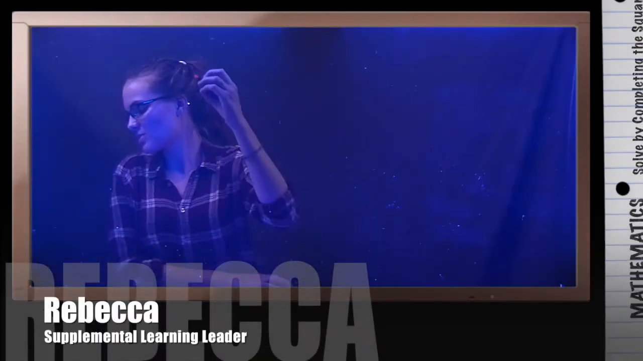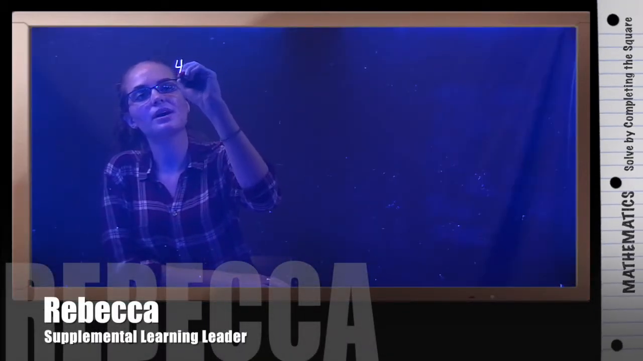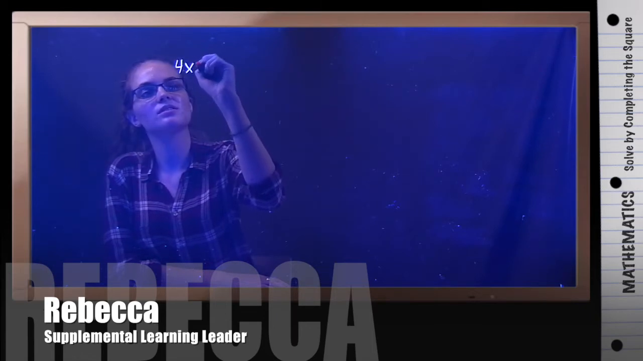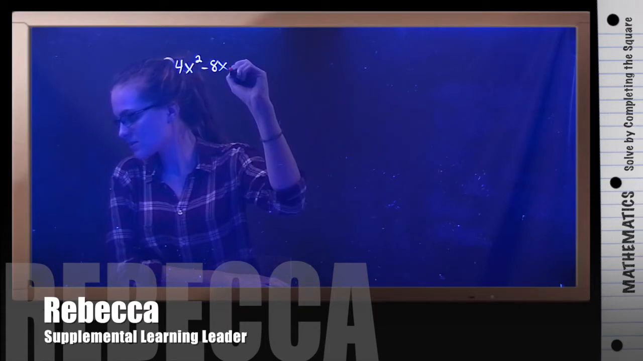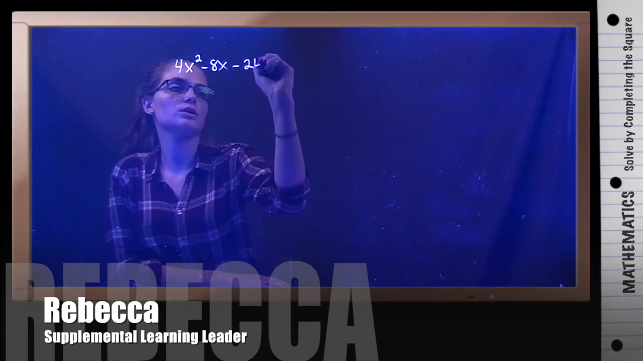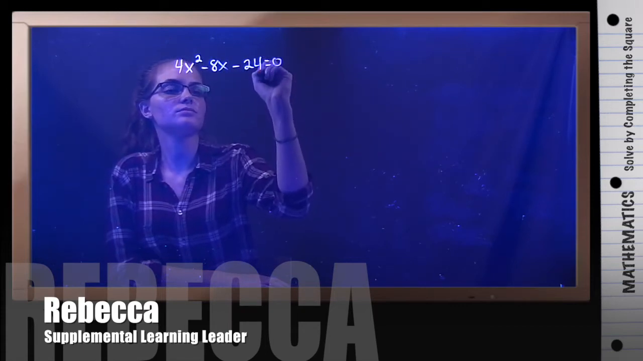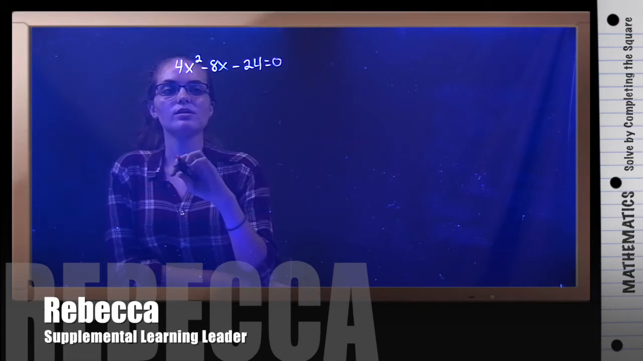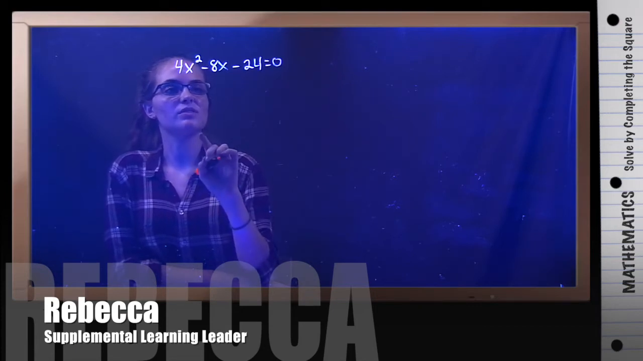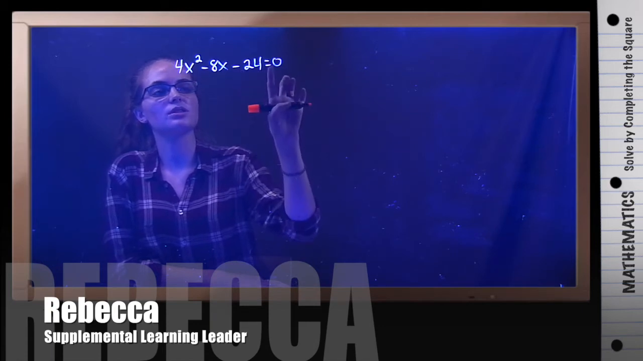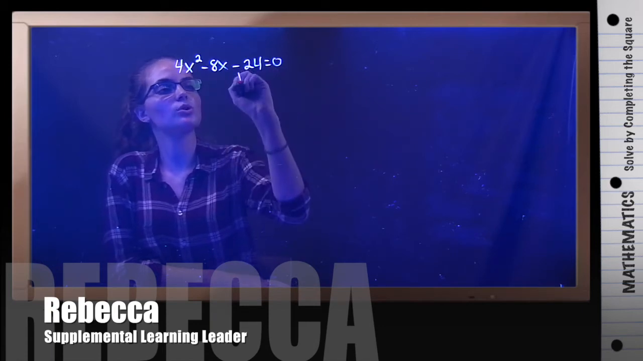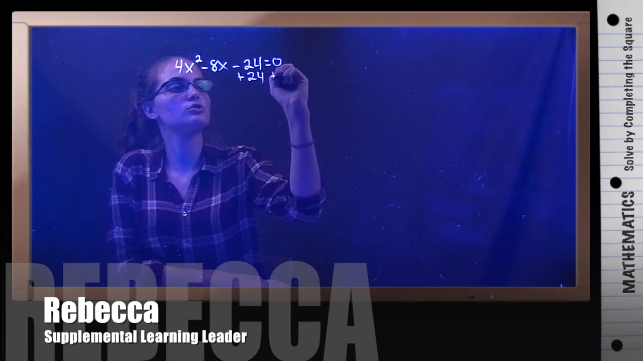For this example, I'm going to solve by completing the square. 4x squared minus 8x minus 24 equals 0. When we complete the square, the first thing we always have to think about is that our constant is on the opposite side of the variables. So I'm going to add the 24 to both sides.